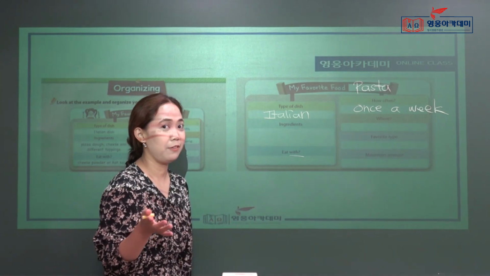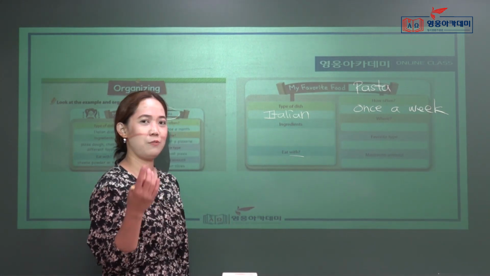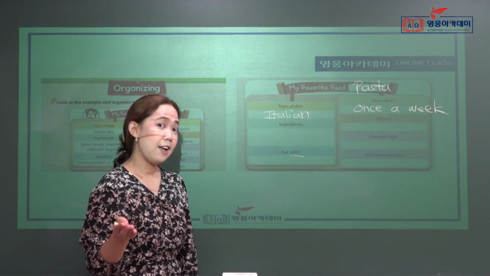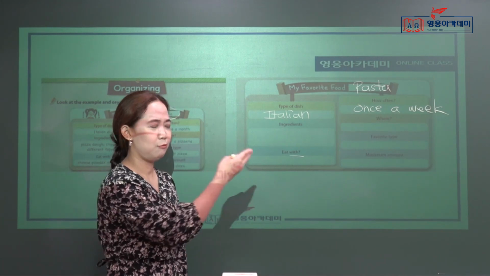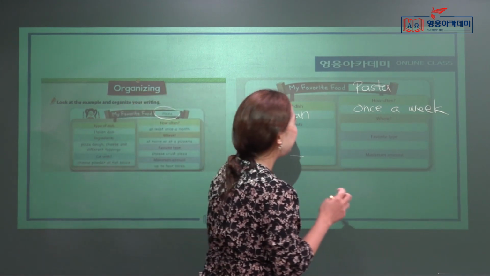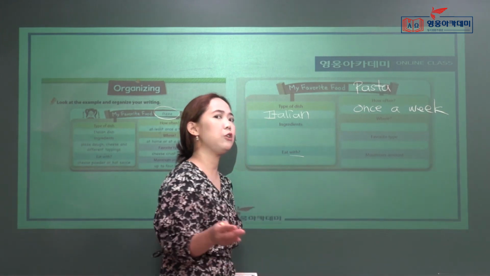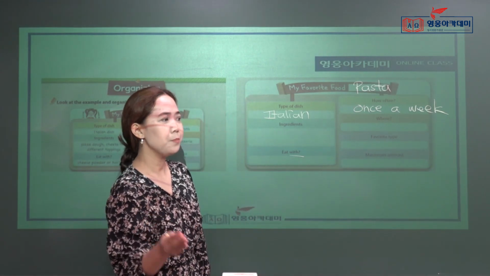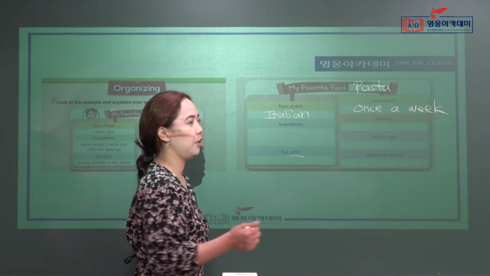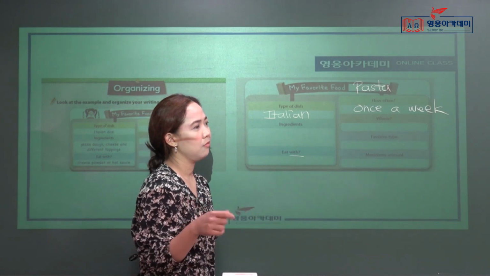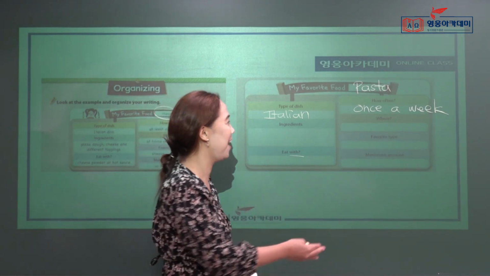And then eat with. Who do you eat that with? With your friends, with your family, with your classmates, or alone? Write your answers here. And then where? Where do you eat your favorite food? At home, at a restaurant, wherever it is. Okay, next.